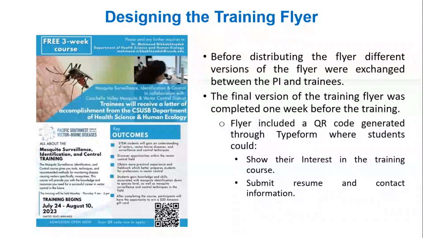The information on the flyer contained the training dates and times, which are posted here. We also had the funding partner, learning objectives, collaborating agency, and a QR code, which made the application process easier. They would open up their phones and directly submit their application, which had their resume and contact information, along with an area where students could show their interest in the training course. The trainees then promptly responded via email to any potential participants who needed clarification.